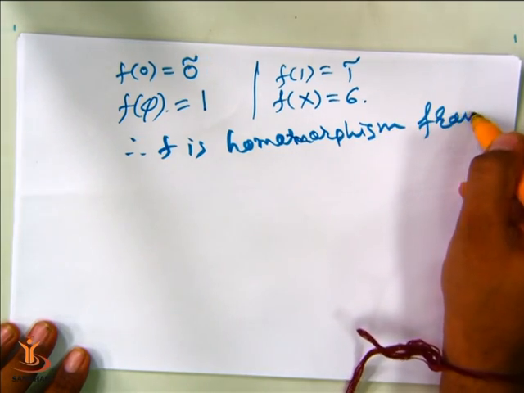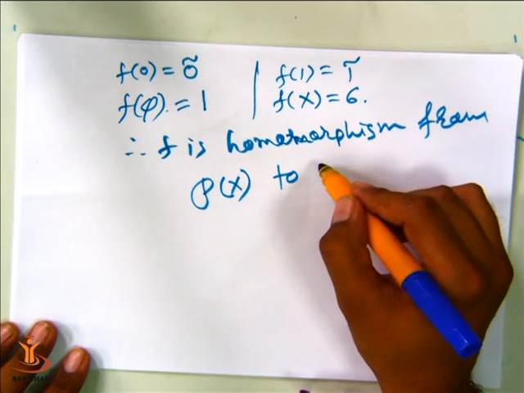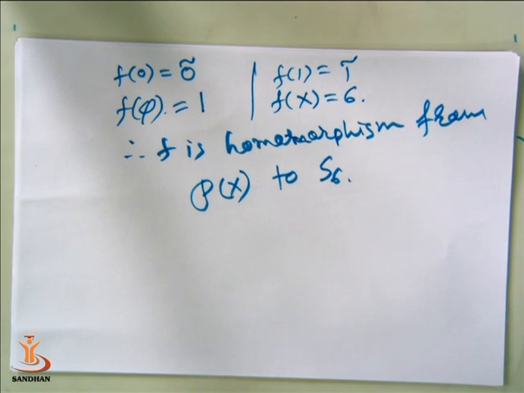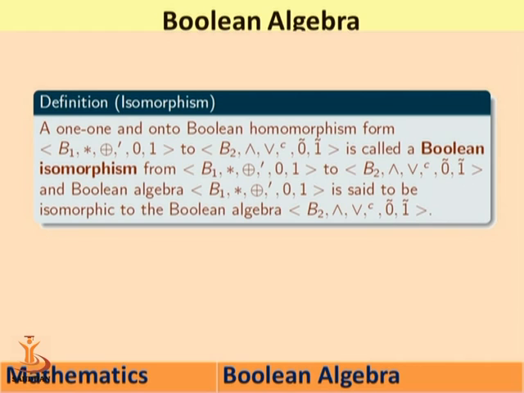from the power set of x to S6 with related operations. Now the next definition is isomorphism. Any homomorphism is said to be an isomorphism from one Boolean algebra to another Boolean algebra if that homomorphism is 1-1 and onto. We know the definition of a 1-1 function and an onto function.